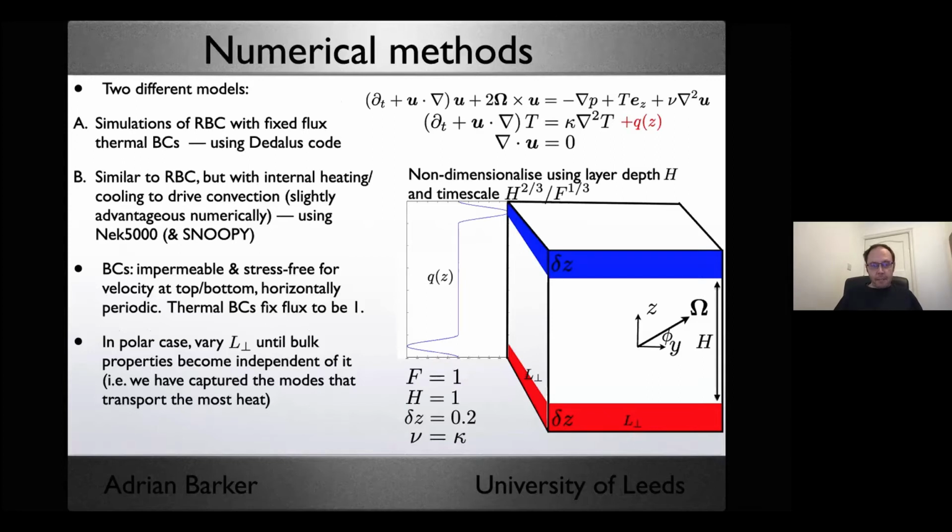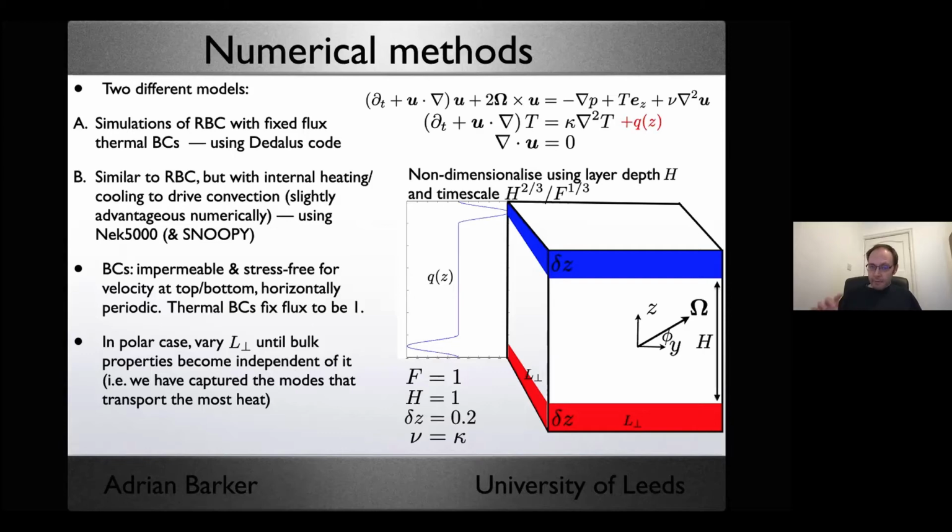The first setup is simulations of fixed flux Rayleigh-Bénard convection. I'll write down the boundary conditions on the next slide. So we're going to solve the equations at the top right. And those simulations that have fixed flux Rayleigh-Bénard convection have been solved using the Idealised code, and that's setup A. In setup B, we're going to have a setup that's quite similar to Rayleigh-Bénard convection, but we drive the convection through internal heating and cooling layers.